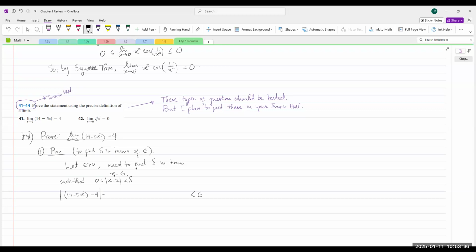Let's simplify this. The absolute value of 14 minus 5x minus 4 is equal to the absolute value of 10 minus 5x, which equals 5 times the absolute value of 2 minus x.